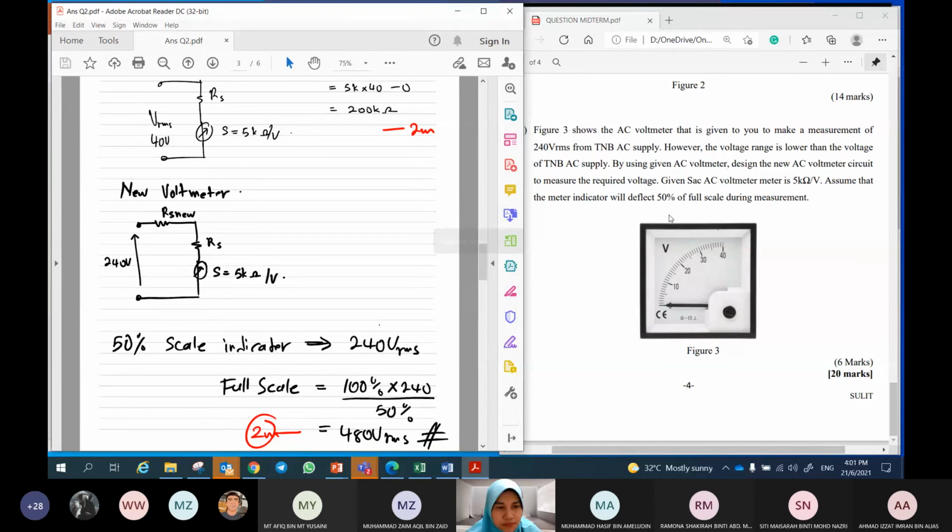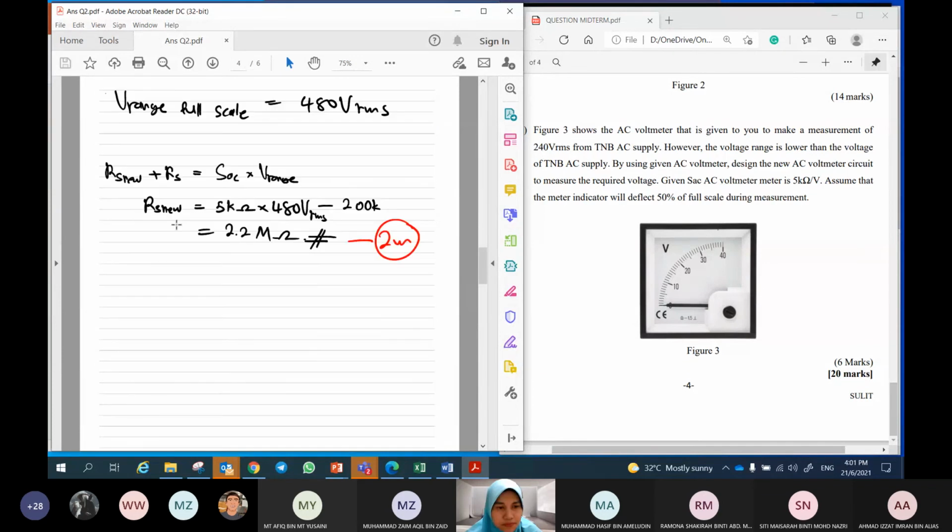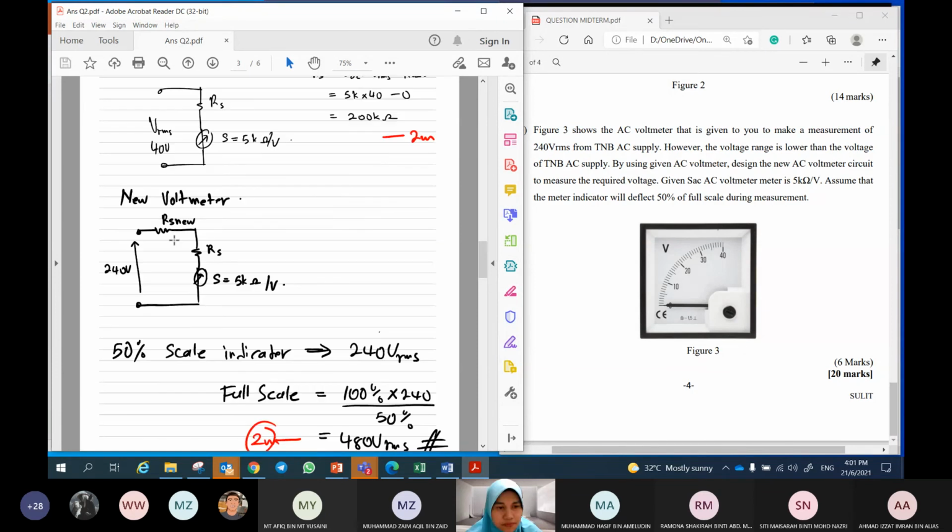Okay, so now RS new is equal to SV range minus the old RS, okay? RS new plus RS old is equal to SV range. So 5K multiplied with the new V range, and then minus the old RS. So we get the new RS 2.2 mega. This is RS, the new. Okay, any question? Any question, class?